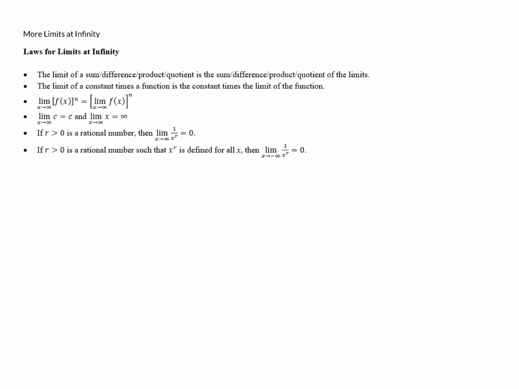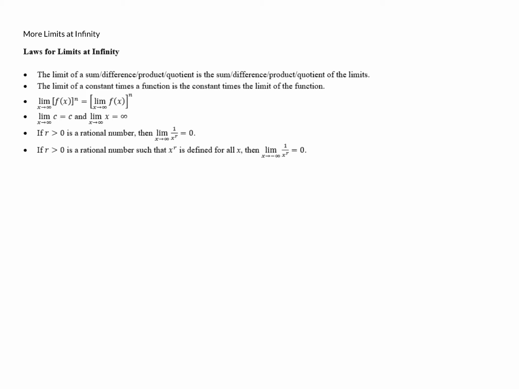The next rules say that the limit of a constant function as x approaches infinity is just equal to that constant, which should make sense. A constant function is a horizontal line, so the function is always equal to c, so of course that is the limit. Also, the limit as x approaches infinity of x is infinity, which I think should make intuitive sense. As x approaches infinity, what's happening to x? It is approaching infinity, so the limit is infinity there.